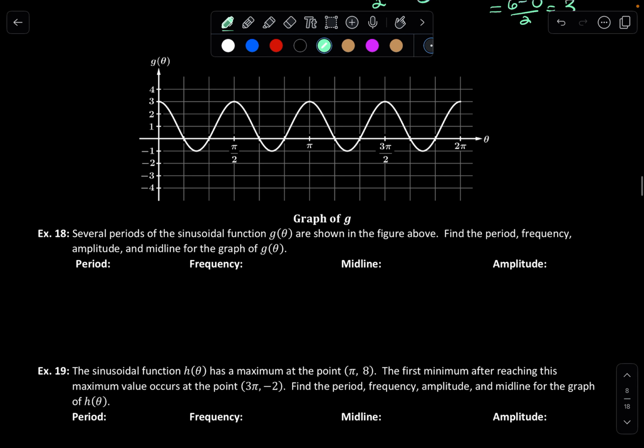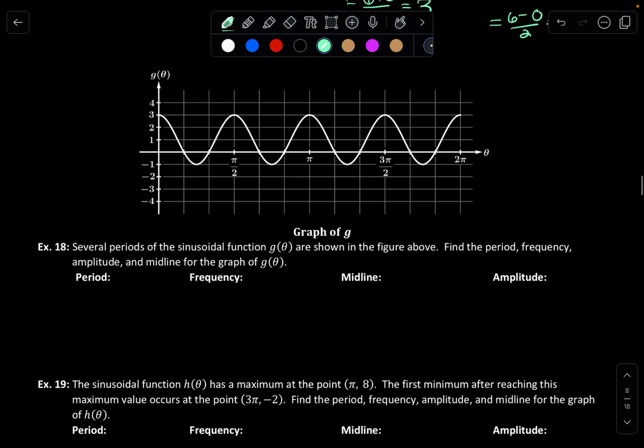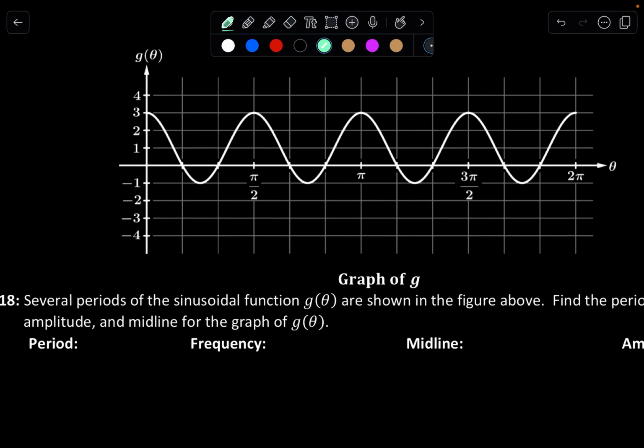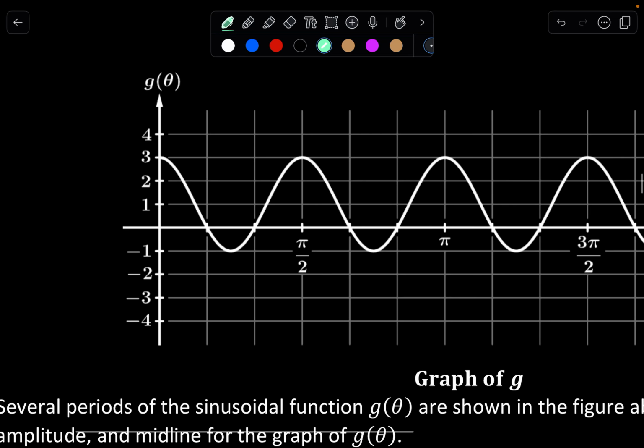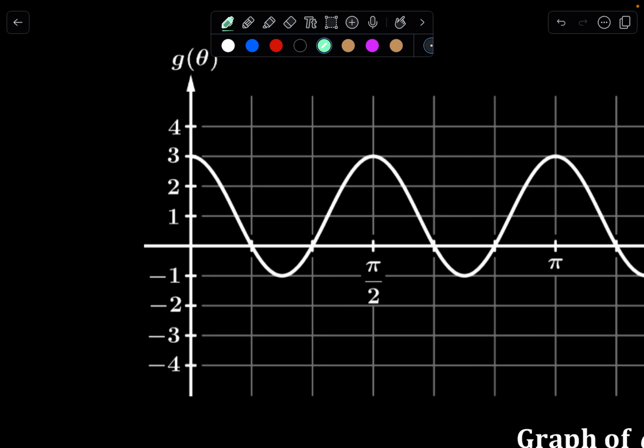All right, 18. Several periods of the sinusoidal function g theta are shown in the figure above. Find the period, frequency, amplitude, and the midline of the graph g of theta. So if we look at this, the period. Now if we look at the y-axis, we're actually starting at a maximum.